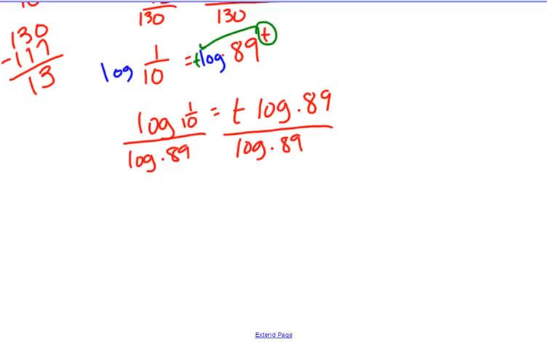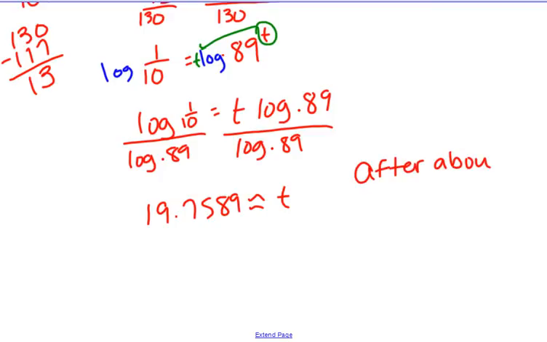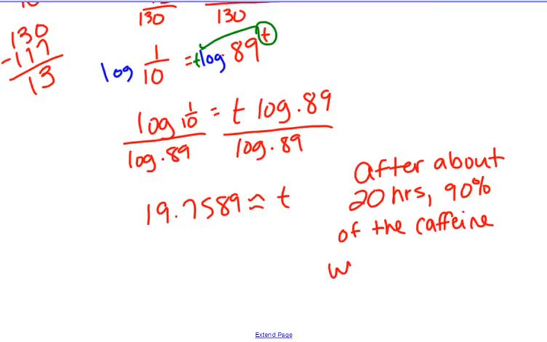And when I punch that in my calculator, the log of 1/10 divided by the log of 0.89, I would get 19.7589 as my t value. So after about, we'll just round to the nearest hour, 20 hours, 90% of the caffeine will be eliminated. Now think of that as what caffeine does in your body.